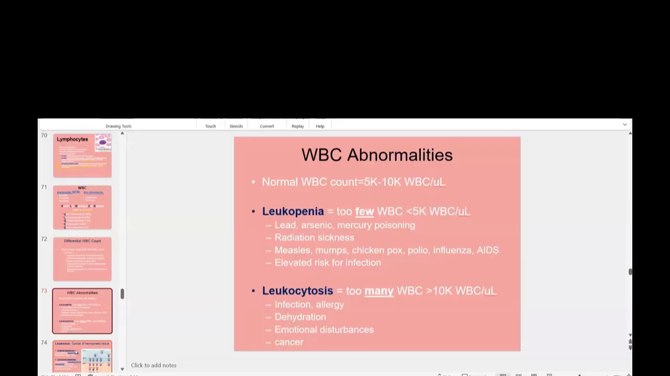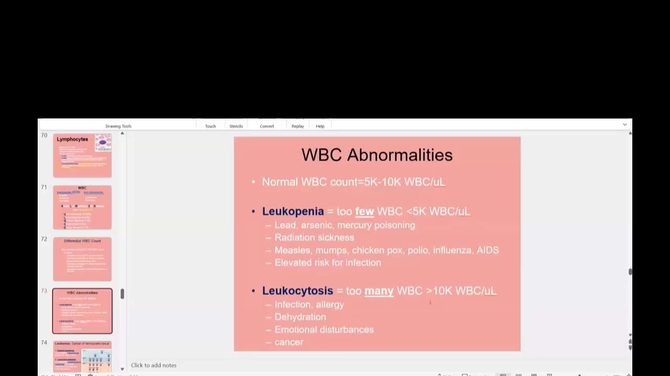Leukocytosis, that's too many WBC, and that level will increase when you are not drinking enough water, or you're going through emotional disturbance, some kind of mental upset or frustration for a period of time, like going into depression. That would increase the WBC, and then infection, allergies and cancer, and definitely in cancer the WBC count would be very, very high, greater than 10K.